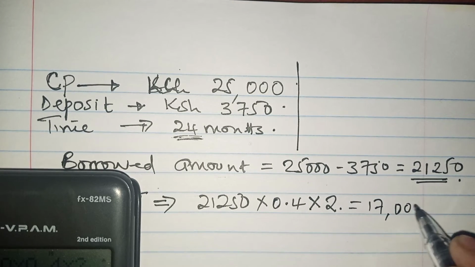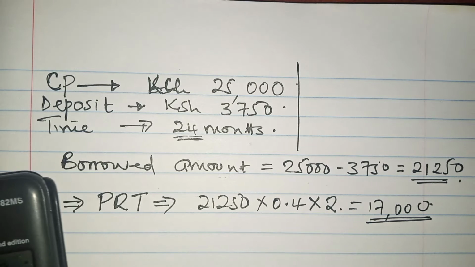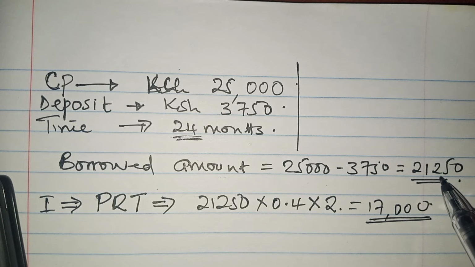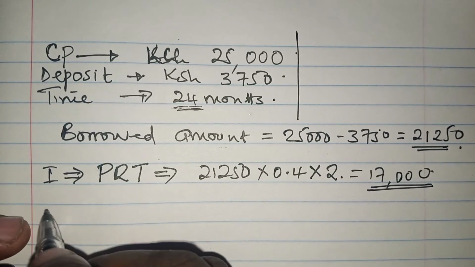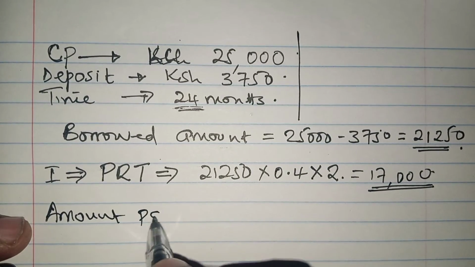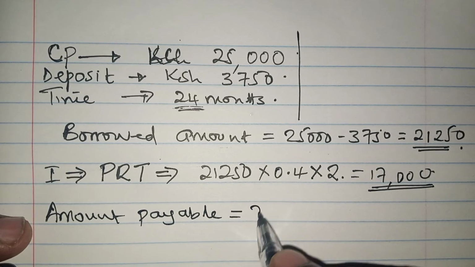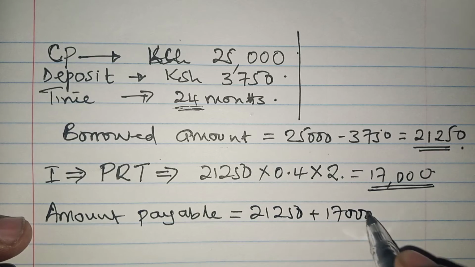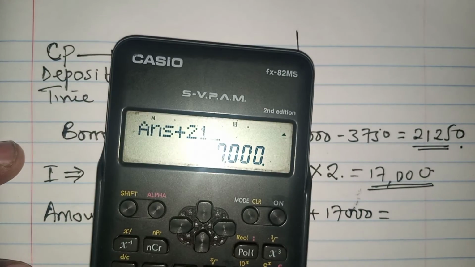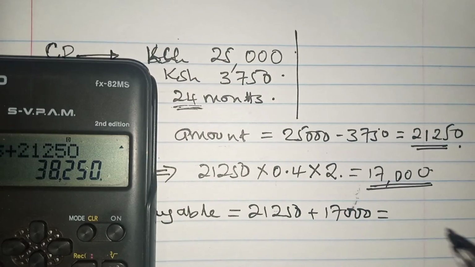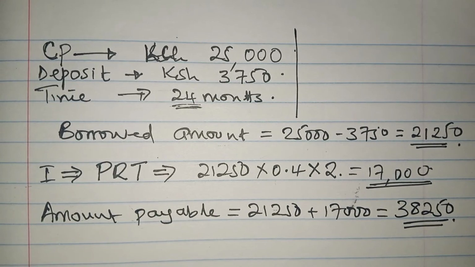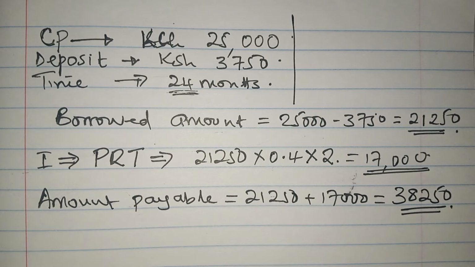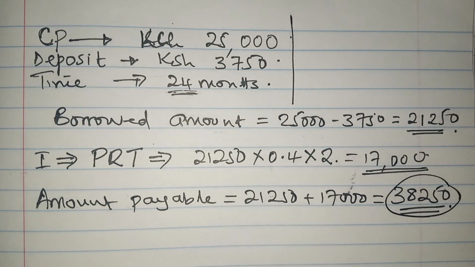This is 17,000. This is the amount of money that he will pay above 21,250, because this is simple interest. So the total amount payable, after 2 years, is 21,250 plus 17,000, which is 38,250. And this is now the amount he's going to pay in 24 months. Each month has to be equal with each other. For every month, he has to pay this equally every month for 24 months.